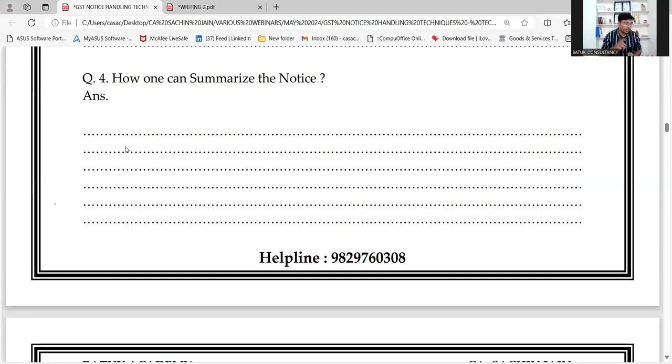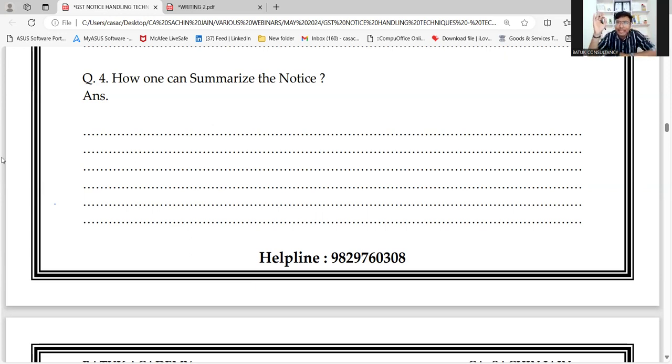Just when you receive the notice, prepare one Excel sheet, or you may prepare it in a Word file, or you may prepare it in your notebook. In our office we have one practice: we have prepared one notebook for all the notices. As soon as any notice comes in our office, we prepare a summary of that notice, so that it will be a track record for us. If there is any such type of notice in future, in that case we may take care of that.